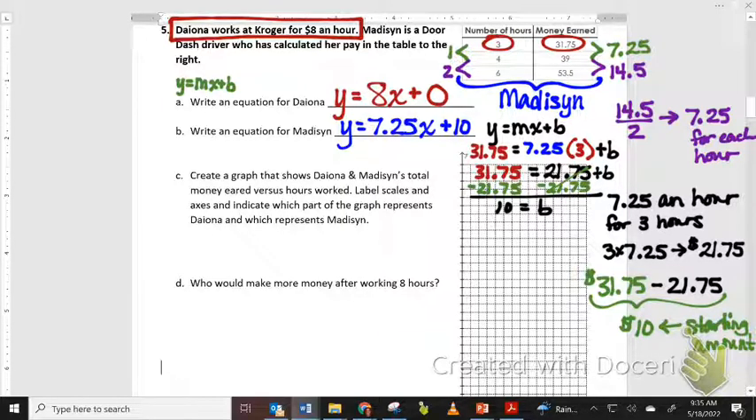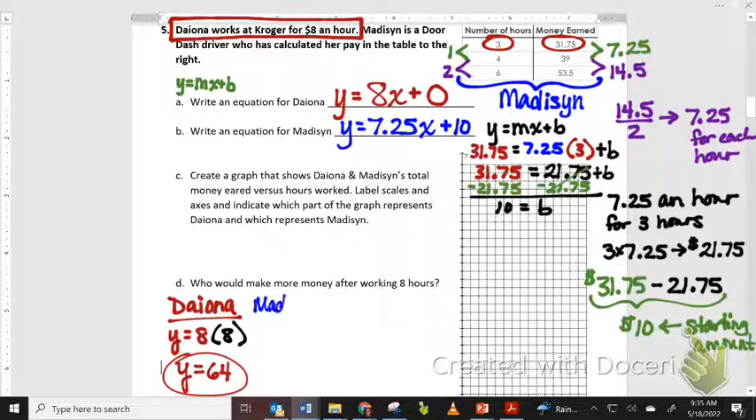We want to create a graph that represents how much money they're going to make. Can we answer part D though? Who's going to make more money for working 8 hours? How do I find out? Yep, I can substitute in Dayana for 8 hours. y equals 8 times 8. How much would she get? $64. So there's Dayana's amount.